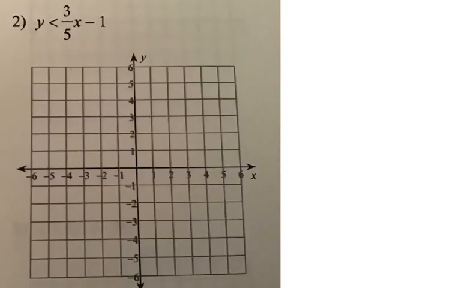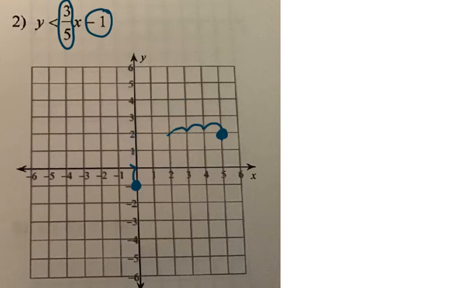Okay, let's try this one here. Do you agree the -1 is my b? I'm going to put a dot right there at -1. Notice my slope. The number in front of x is 3/5. What does that mean? I go up 1, 2, 3. I go over 1, 2, 3, 4, 5. And there's going to be my next point, right?